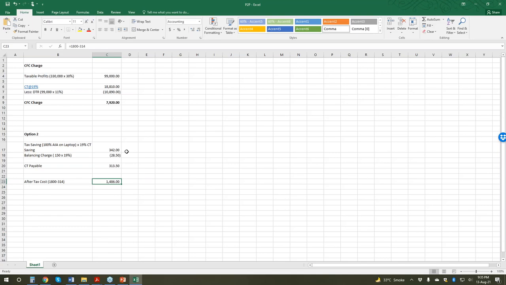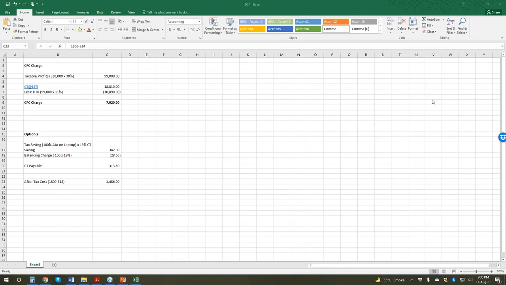Now, in option A, the after-tax cost was 1800 in total. In option B, it's 1486. So I will ask all of you to answer me in the question section. Which option is better, option one or option two? Which option is more beneficial for Nocturne Limited if they have to give Jed the laptop?